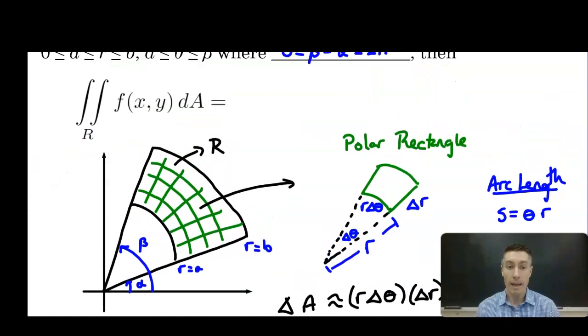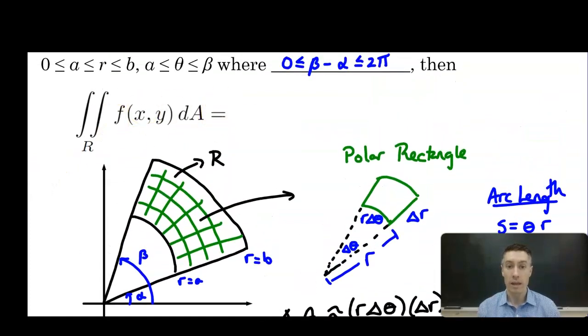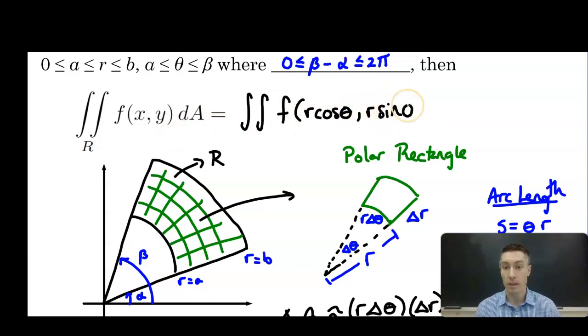So now going back into our double integral and converting it to polar, we're going to have the double integral. We need to convert the function to polar. So wherever there's an x, that becomes r cosine theta. Wherever there's a y, that becomes r sine theta. If you recall those conversions, dA becomes r dr d theta.